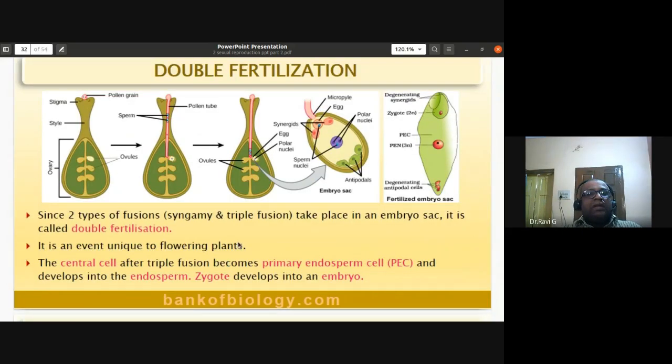Since there are two types of fusion, syngamy and triple fusion, which take place in the embryo sac found in the ovule, it is called double fertilization. It is an event unique to flowering plants, especially the angiosperms. The central cell after triple fusion becomes the primary endosperm cell, called PEC, and it develops into the endosperm. The zygote develops into an embryo.